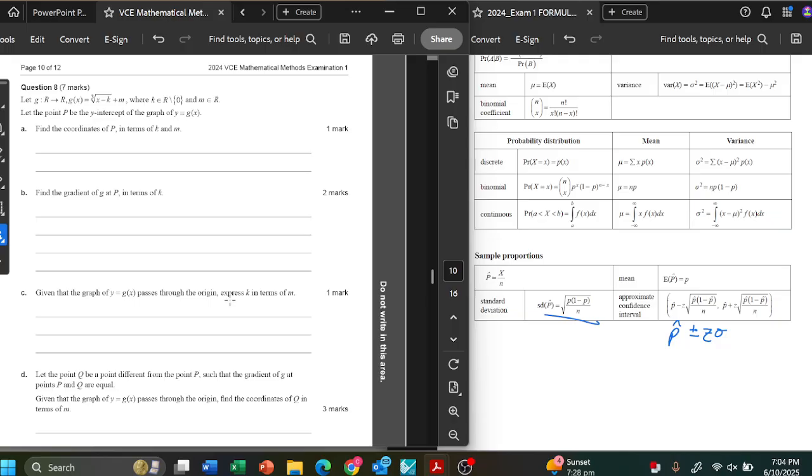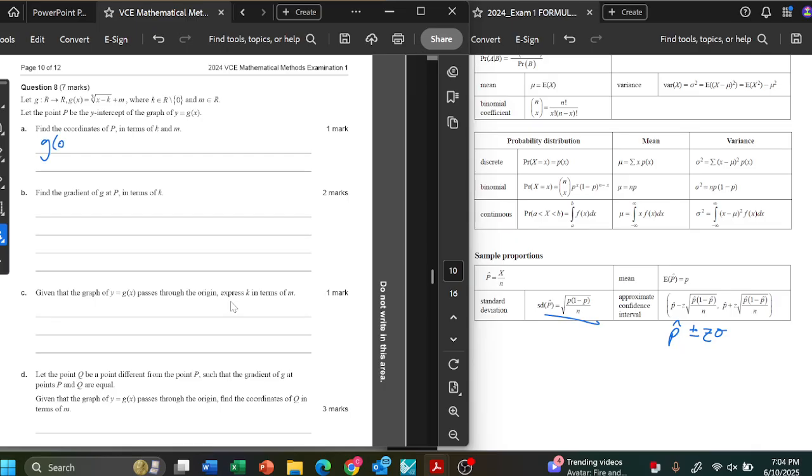All right, moving on to the very last question, guys. So this question here, question 8, we're looking now at something that involves a bunch of letters. So we'll just go ahead and have a look at it. So we've got this function here. G is this cube root function, where k and m are both real numbers. And we're told that p is the y-intercept of the graph y equals g(x). And we need to find the coordinates of p in terms of k and m.